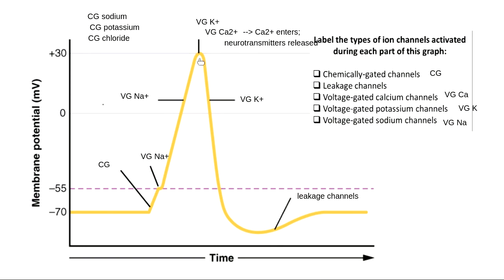When I'm all the way positive, my neuron is supposed to talk to its neighbor. So this is when my voltage-gated calcium channels open up. But when I'm all the way positive, I also need to get back negative, and I use potassium to get back negative. So voltage-gated potassium channels get me back negative. And it's those leakage channels that very slowly over time get me back up to where I'm supposed to be.